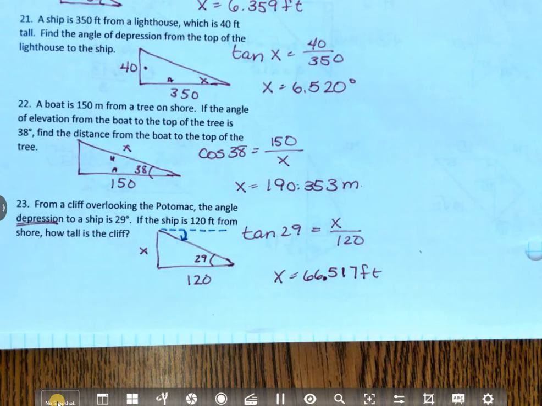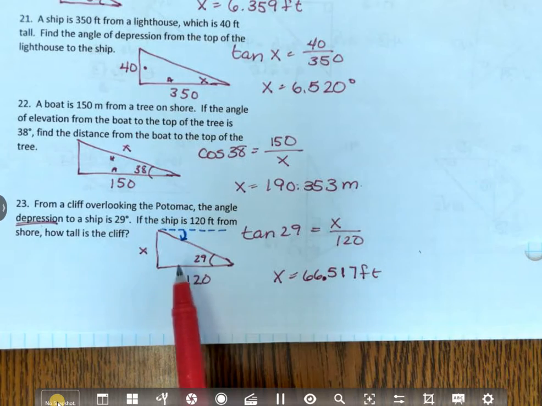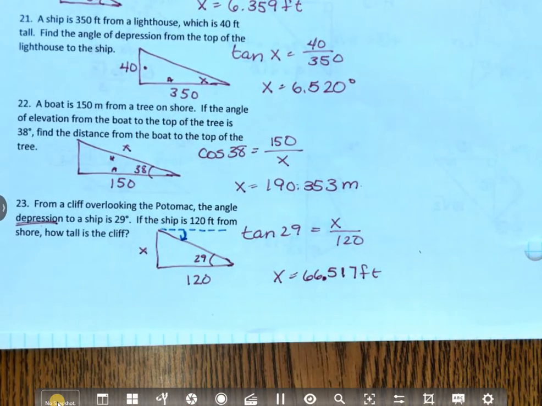Again, the biggest thing here is when they use the terms elevation or depression, find your horizontal, find your flat, tuck your angle in there. You've got to be very careful with that. That's where the number one mistake on all of these comes from. All right? Questions?